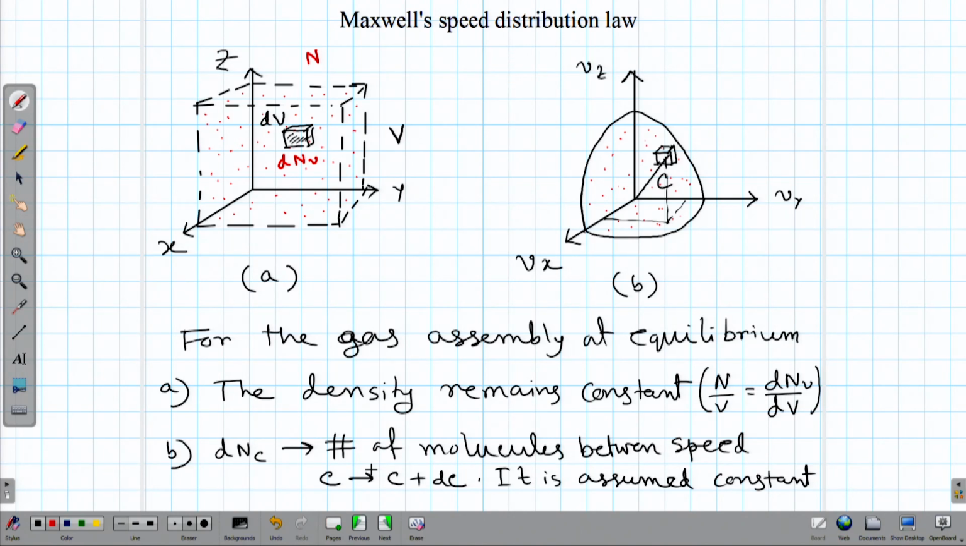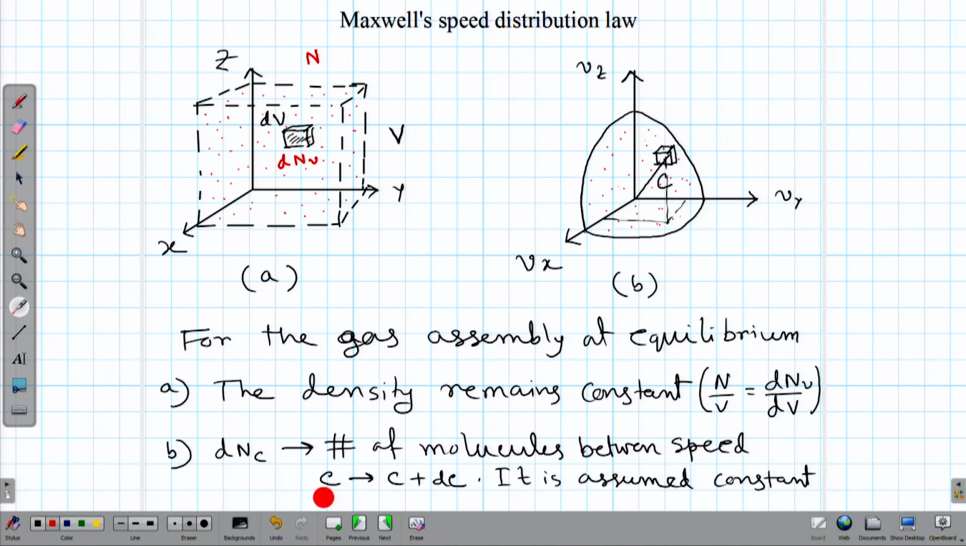So, basically the system is in total mechanical, thermal and chemical equilibrium with the surrounding. What are these terms? I will explain once again when we will be discussing classical thermodynamics. But let me tell you, once this happens, the density remains constant. That means, N by V is equal to dN_V by dV.